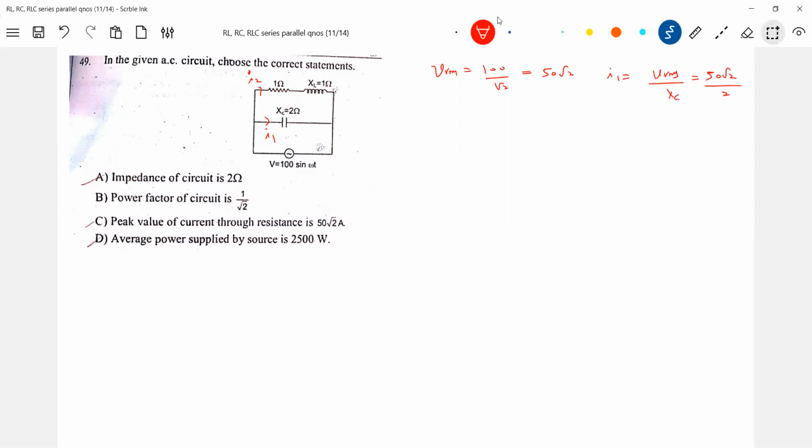What is the phase angle of this? What should the current be? The voltage I'm taking as reference. Across a capacitor, current should lead the voltage. So when I'm writing here, I'll bring that phase angle, plus 90. So what is I1? I1 should be equal to VRMS, which is 50√2 by 2.